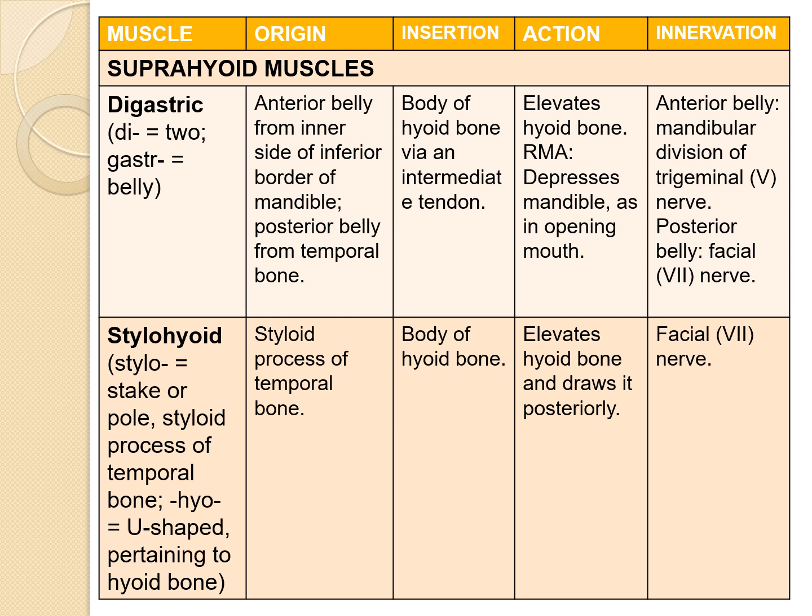Now let us discuss suprahyoid muscles. The first one is digastric. Coming to its origin, the anterior belly originates from the inner side of the inferior border of the mandible, and the posterior belly originates from the temporal bone. Coming to the insertion, it inserts at the body of the hyoid bone via an intermediate tendon.